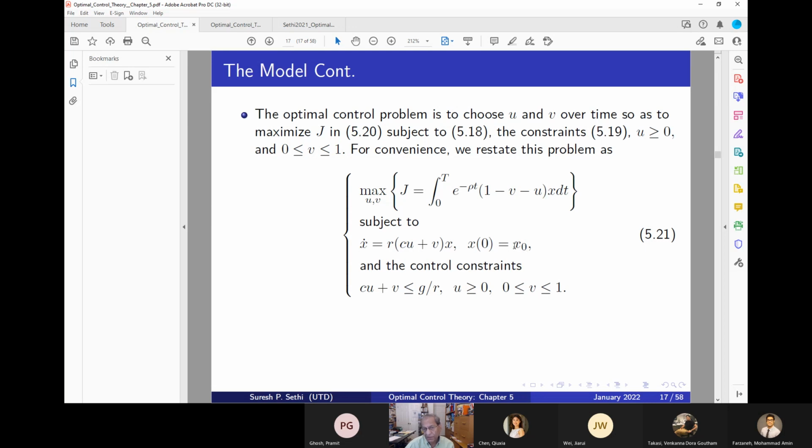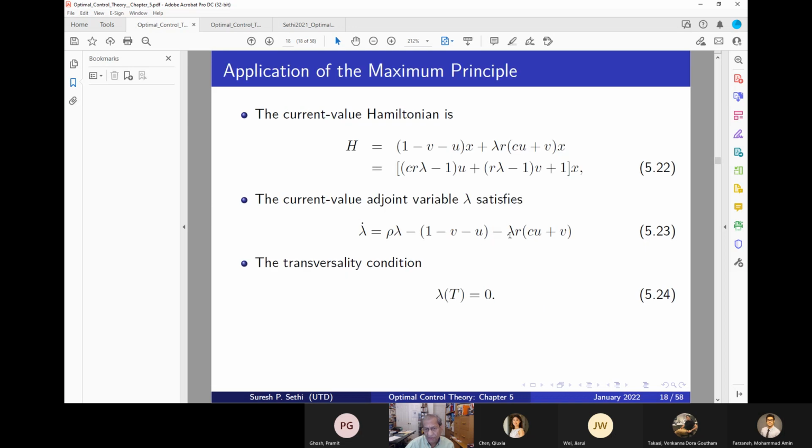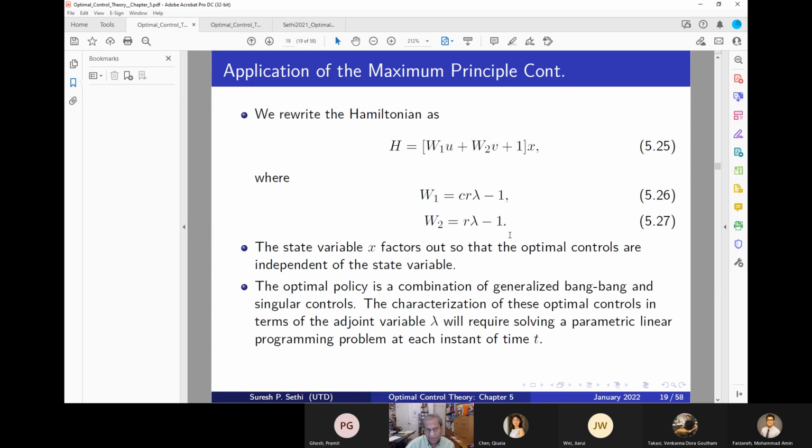So right now, we go with Krauss and Lee. They have no salvage value, so I do it like that. The Hamiltonian is like this. You can write W1, W2, which we'll call switching functions, where W1 is C lambda 1 and W2 is R lambda minus 1. The state variable x factors out so that the optimal controls are independent of the state variables.